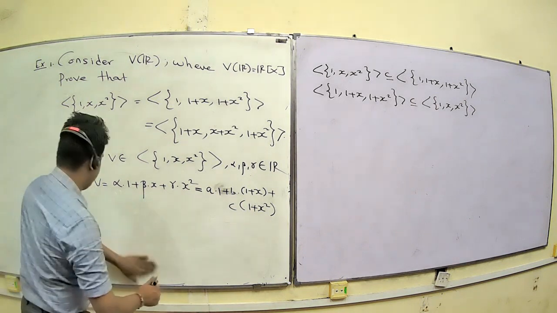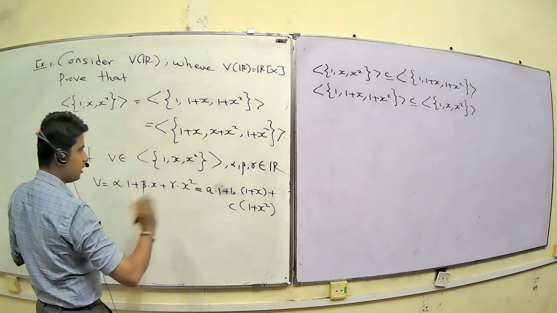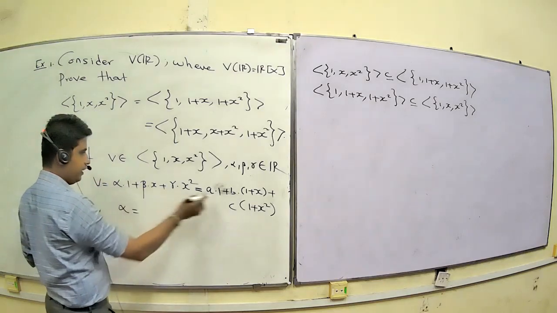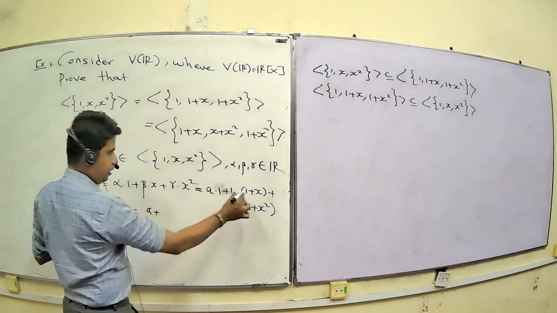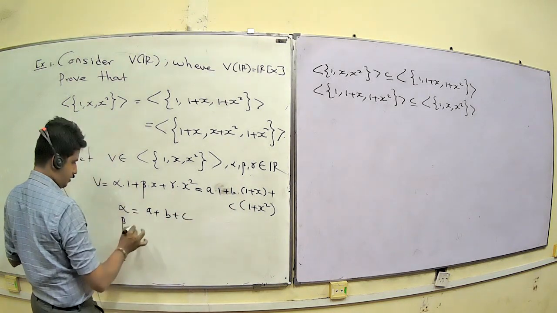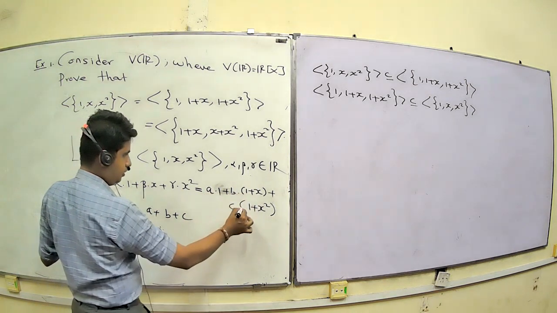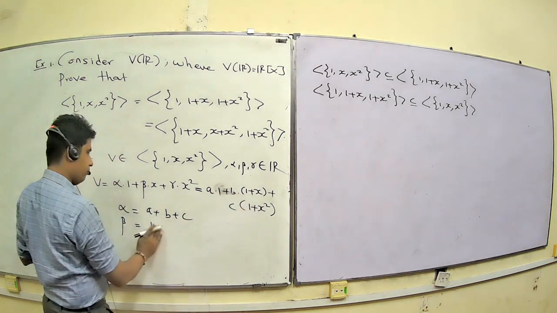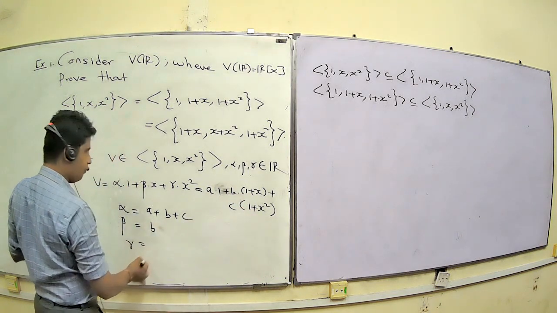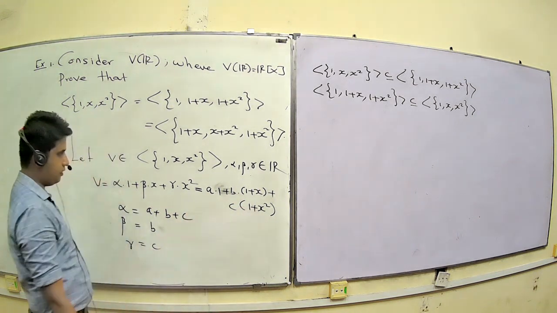Now everything is easy. You can equate the components. First, the coefficients of 1: here alpha, here A plus B plus C. Next, the coefficients of x: here beta, here B, and there are no B terms elsewhere. What about gamma? The x squared coefficient here is only C.